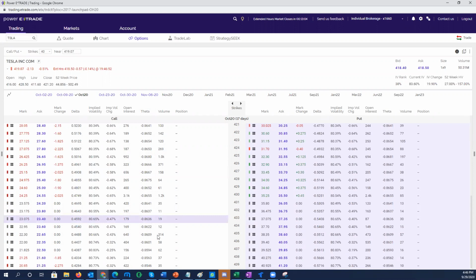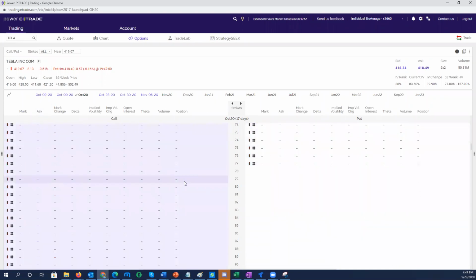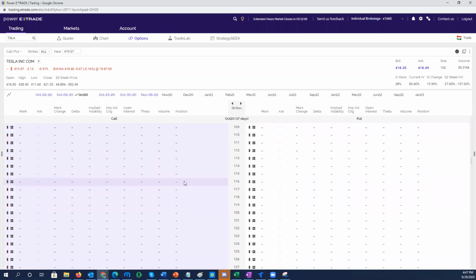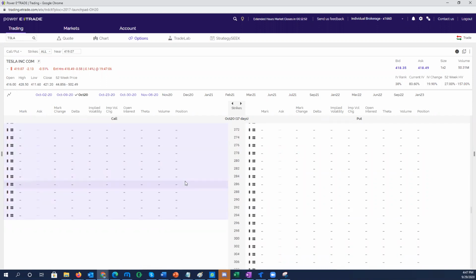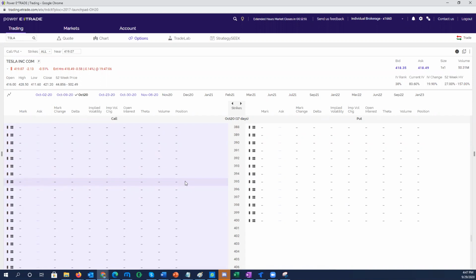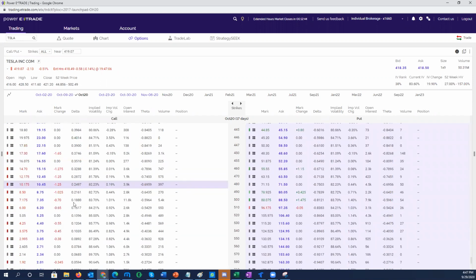Let's suppose this price is not coming. Let's look at all of them. Too much scrolling. If I do all, there are a lot of strikes. Oh my God. Okay, look here, 500, right?